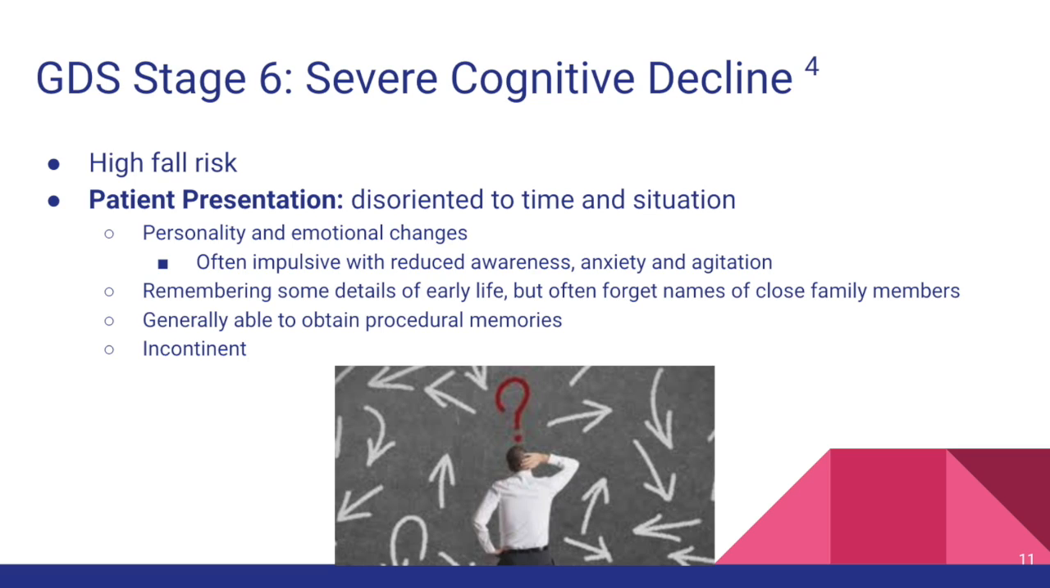GDS stage 6 is severe cognitive decline. This patient is at high risk for falling, and they are disoriented to time and situation and will experience personality and emotional changes. They are often impulsive with reduced awareness, anxiety, and agitation. They can remember some details of their early life, but they often forget names of those close family members. They are generally able to retain procedural memories. For example, if you lay out their clothing, they'll most likely be able to put it on, but they might not be able to initiate the clothing process. And they are also incontinent.